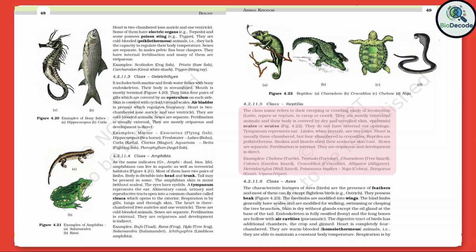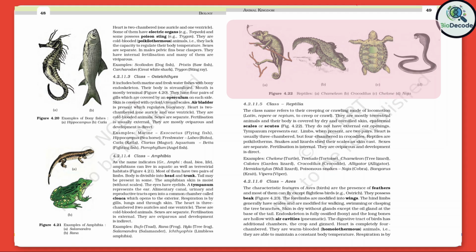Reptiles are poikilotherms. Snakes and lizards shed their scales as skin cast. Sexes are separate. Fertilization is internal. They are oviparous and development is direct. Examples: Chelone turtle, Testudo tortoise, Chameleon tree lizard, Calotes garden lizard, Crocodilus crocodile, Alligator alligator, Hemidactylus wall lizard, poisonous snakes, Naja cobra, Bungarus krait, Vipera viper. Figure 4.22. Reptiles, A. Chameleon, B. Crocodilus, C. Chelone, D. Naja.